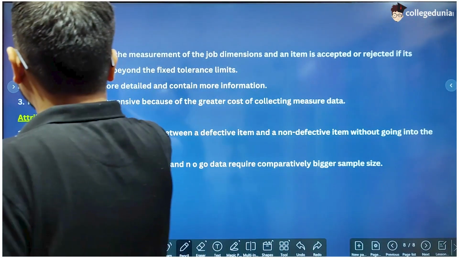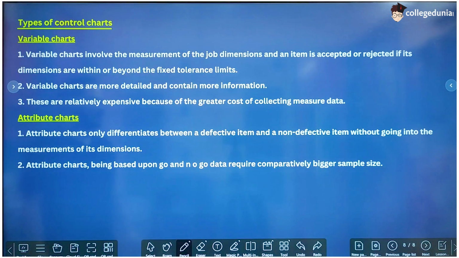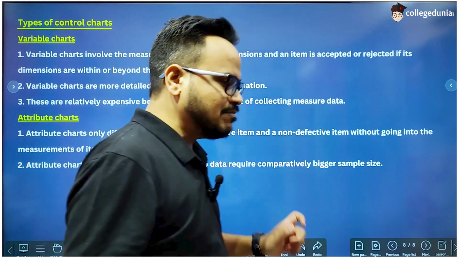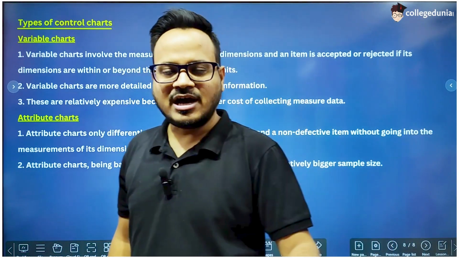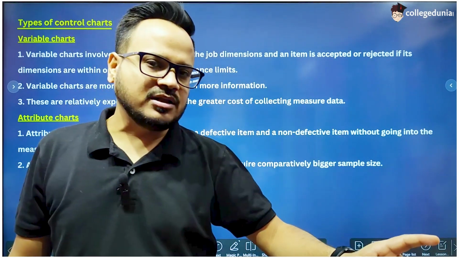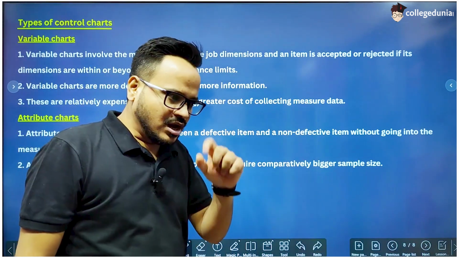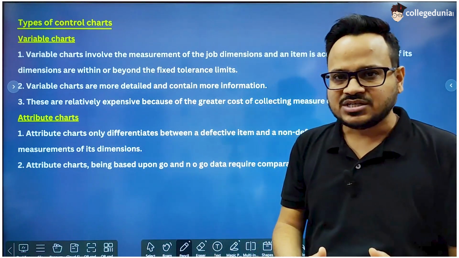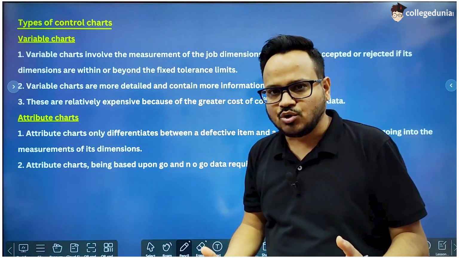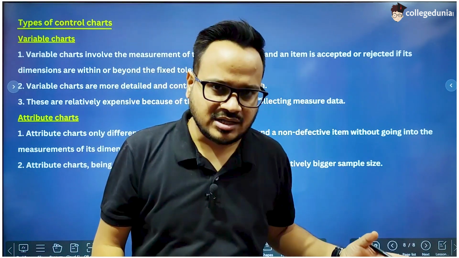Types of control charts. There are two types of control charts. One is called the variable chart. A variable chart is simply based on the different variable values. For example, in our example, the variable value was just the diameter of the bore, but there are several values based on which a product quality is ensured. So that diameter part was just for the example.